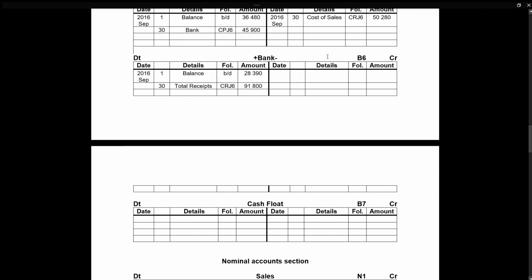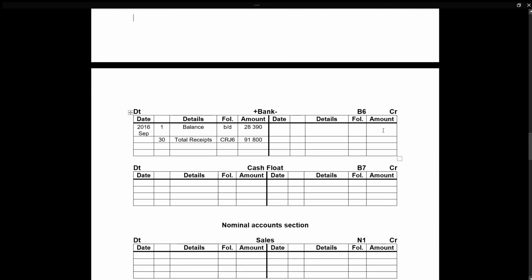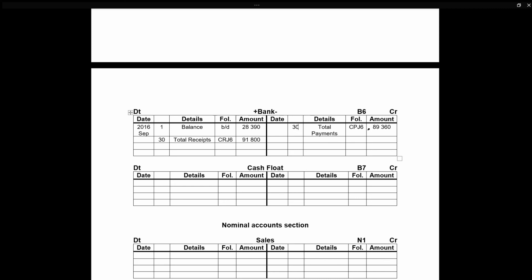Now I'm just going to take this whole account to the next page, otherwise it's going to look silly. Right, and I spent a total of 89,360 Rand. I got this from my cash payment journal 6, and my details will be total payments. Total payments, right, so this will be last of the month, September 2016. Right, and then that's it for bank. I will come back for the balancing.